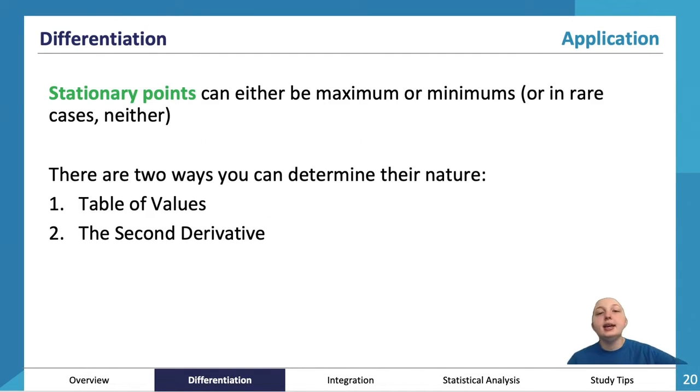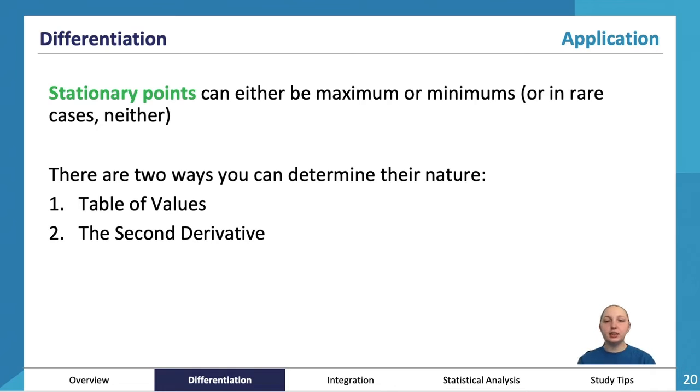So then the other thing to think about with your applications of differentiation is stationary points, which hopefully you guys remember doing in year 11. Stationary points can either be maximums or minimums, or in rare cases neither, which is where the possible point of inflection comes in. So there are two ways that you can determine the nature of a stationary point. The first is the table of values.